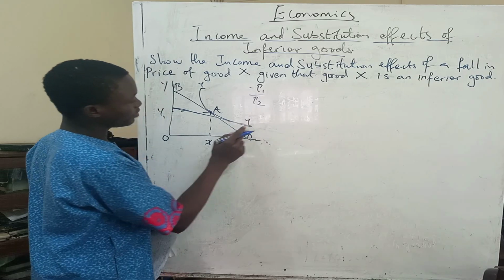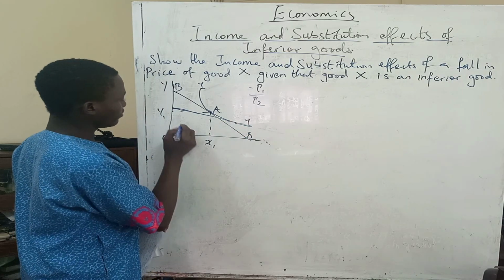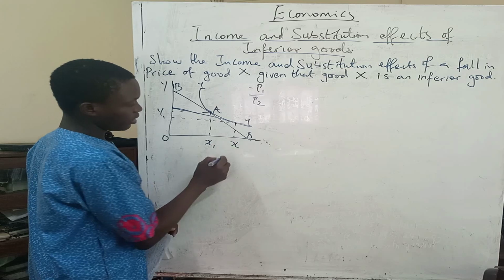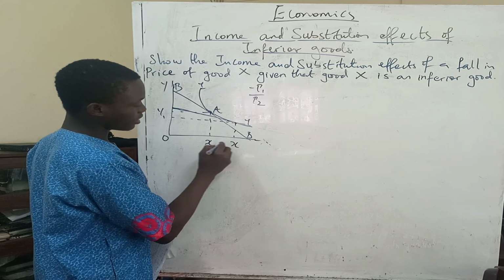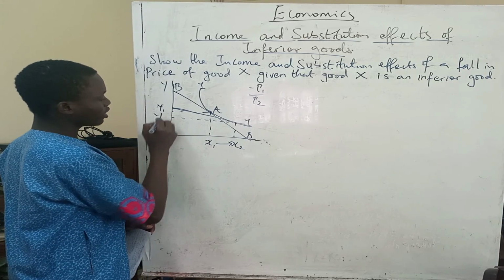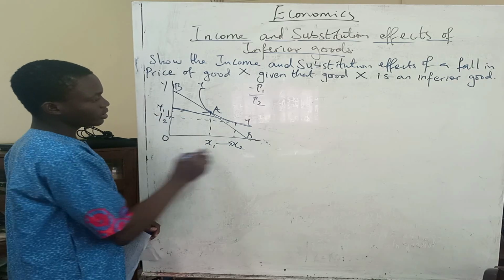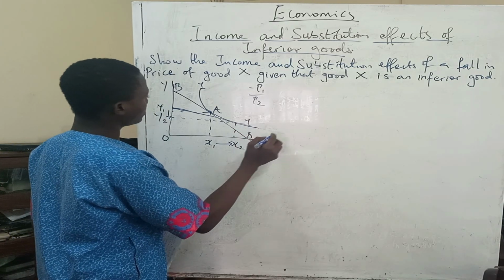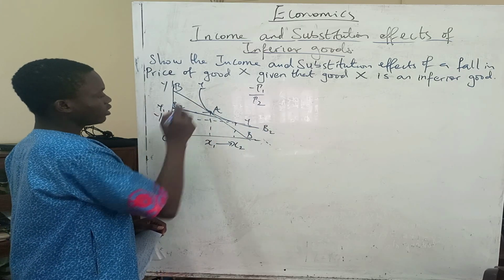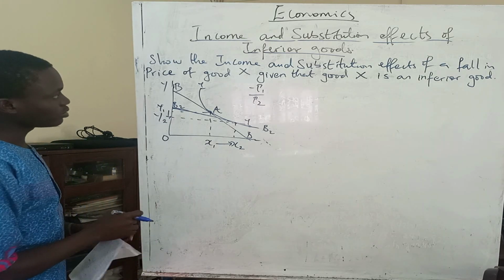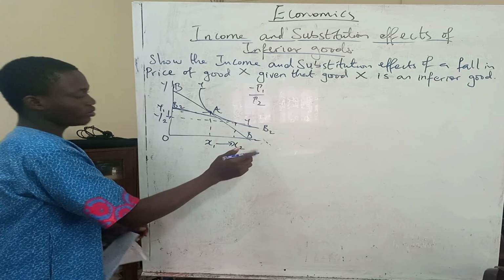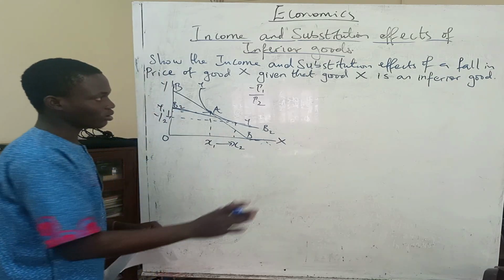Which is still tangential to the indifference curve. So here we'll be having more of X. X increases to X2, and then Y drops from Y1 to Y2. So this is the second budget line, B2. So basically the substitution effect says that we should buy more of good X, right? And then we should buy less of good Y. So that's all about the substitution effect.